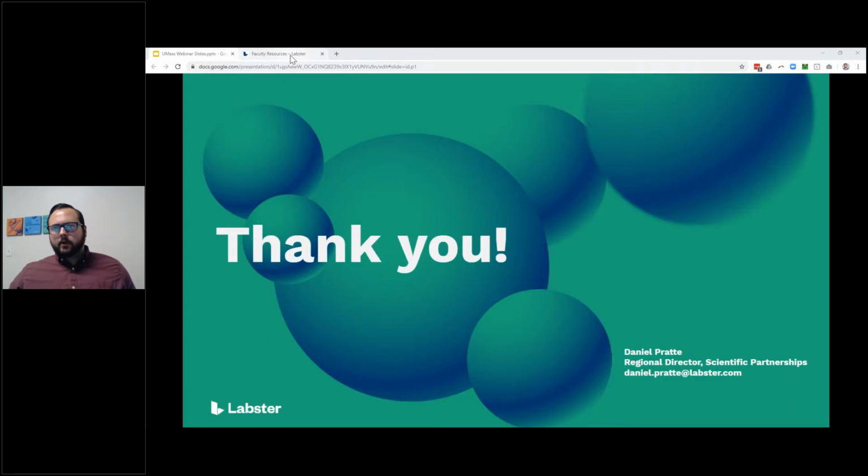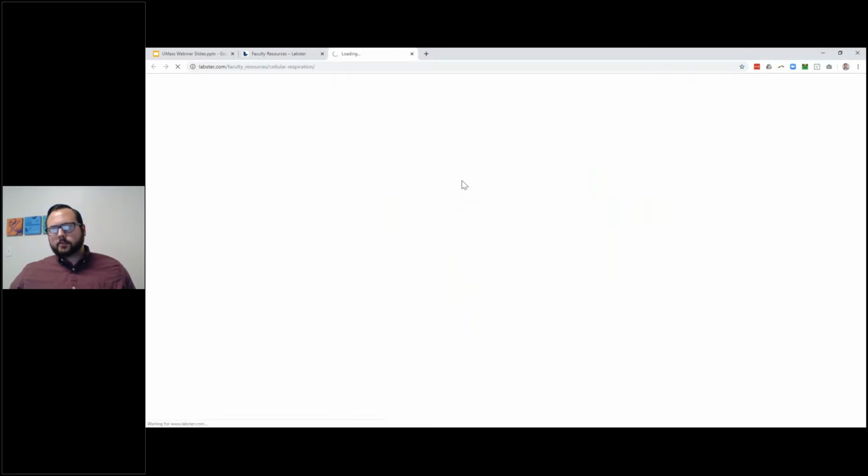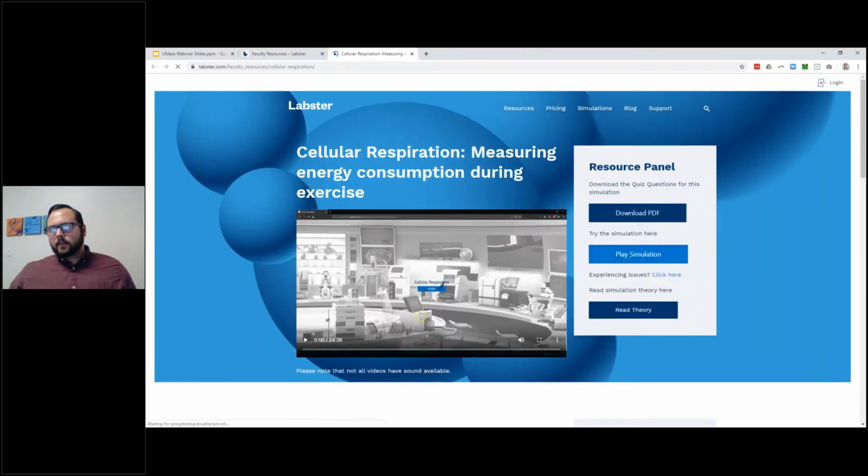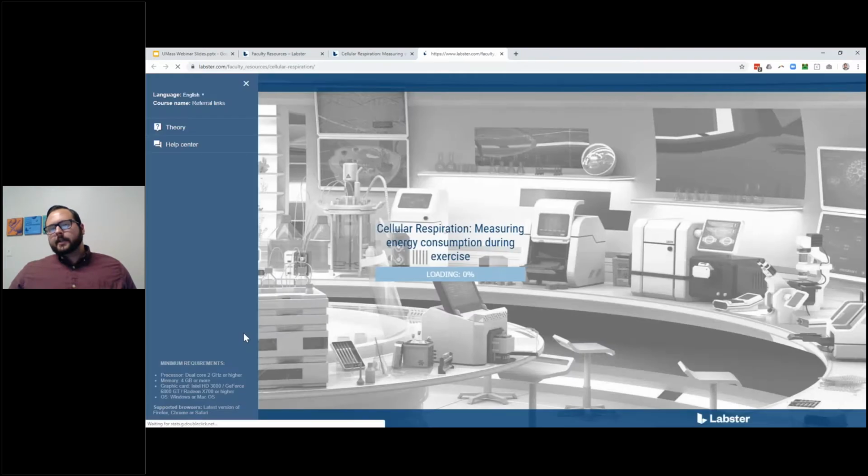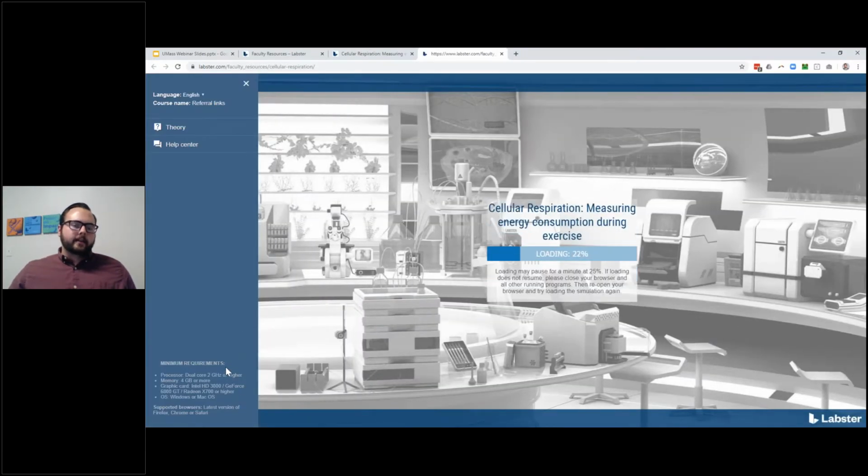I'd actually pull up right here our faculty resource page. These specs are going to be listed down on the bottom right here. These are basic specs for even your most basic Chromebook. So we're really made to run with any laptop or computer as long as it's in an updated browser. As far as internet connectivity goes, we take about as much bandwidth as a 10-minute YouTube video to load. So typically the simulations will load up within a minute or two max.